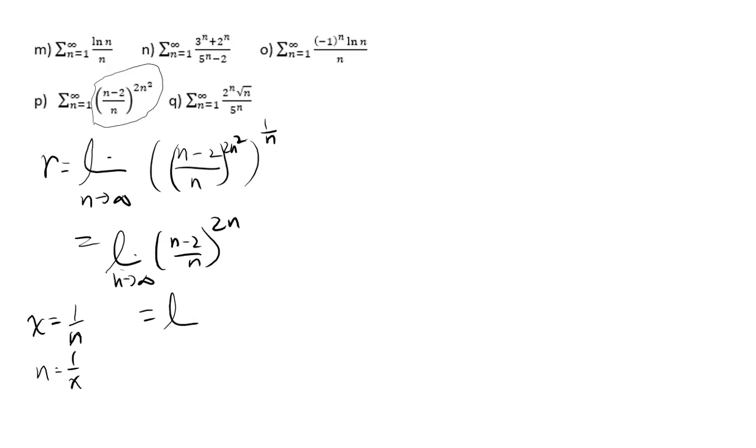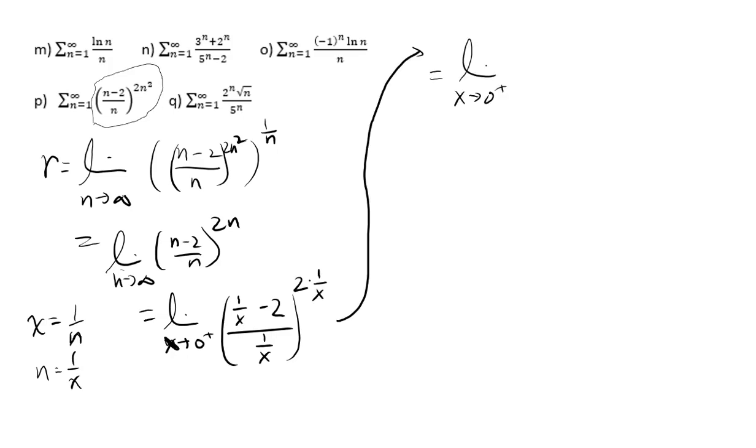And then that will give you the limit as x goes to 0 plus of 1 over x minus 2 over 1 over x, 2 times 1 over x. This 1 over x flips over to give you x over 1. When x gets multiplied to 1 over x, it's 1, whereas x gets multiplied to 2, that's 2x. And it's 2 over x that's the exponent. Now we are ready to do the e to the ln trick.